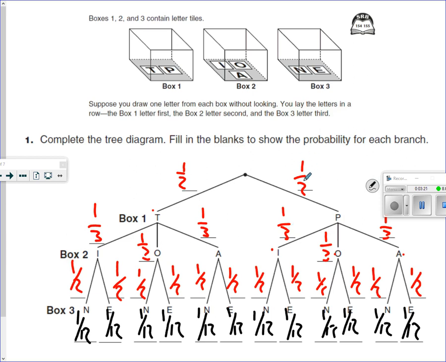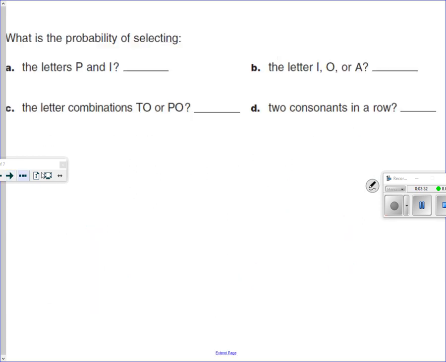All you're doing is taking this chance right here and multiplying it by the I, so the P and the I. The 1/2 is P, and the 1/3 is I. So we're going 1/2 times 1/3, and we have 1/6. That is the probability of landing the letters P and I. How about the letter I, O, or an A?